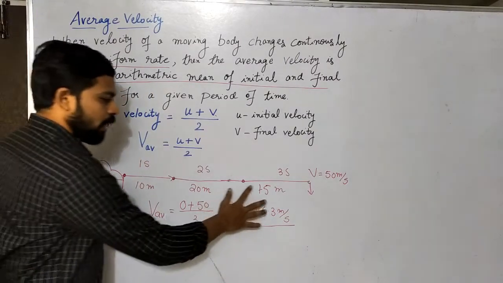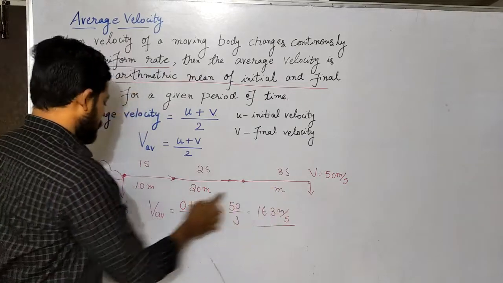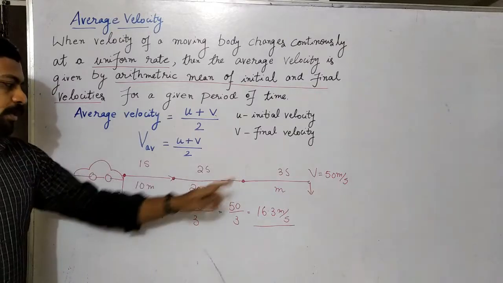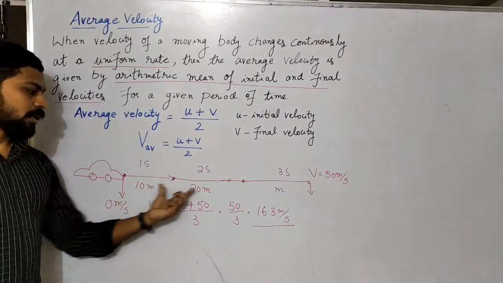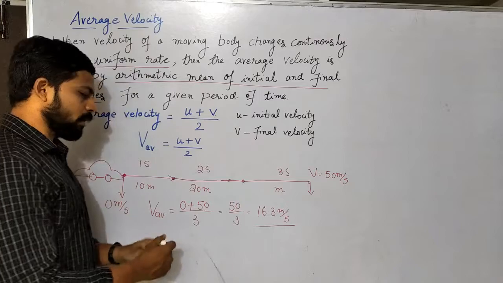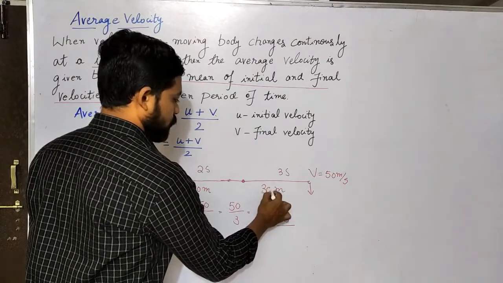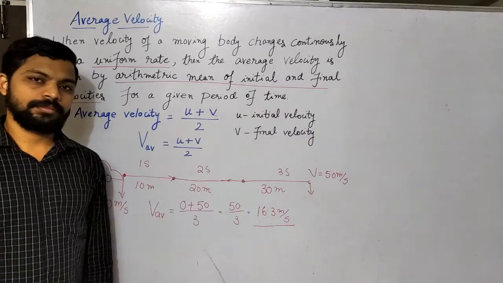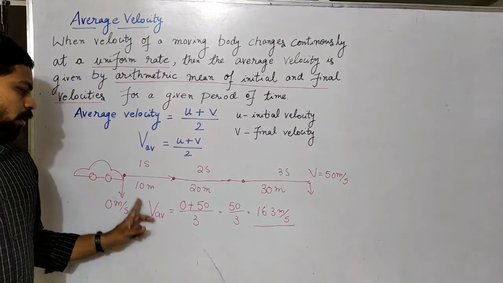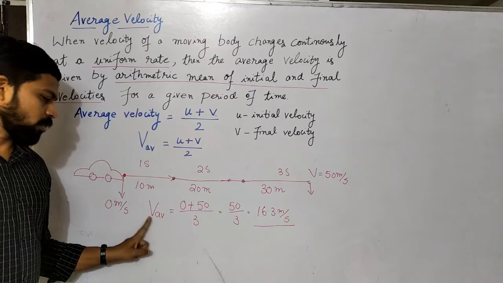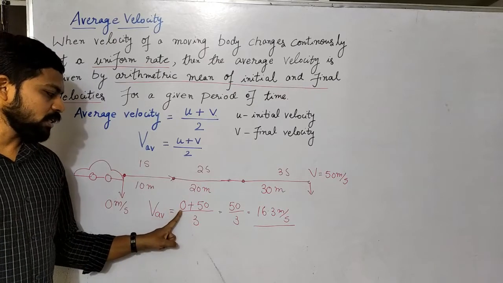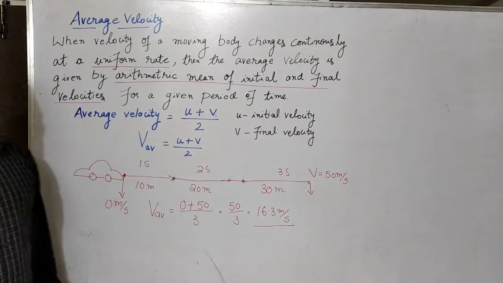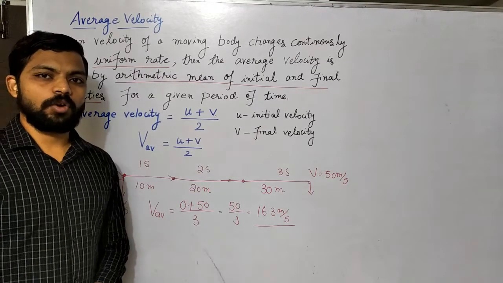I can apply this only when I see there is a uniform change in the speed. First it covered 10, then 10 more added, uniformly it is increasing. Then we can apply the formula for average velocity as the arithmetic mean of initial velocity and final velocity. Hope you understood the average velocity concept.